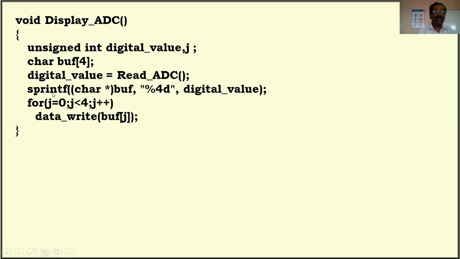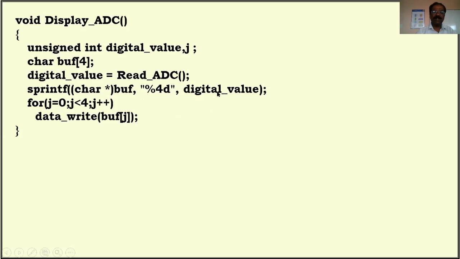That's why I'm going to use this particular function, called the sprintf function. It stands for string printf function. It's a part of stdio.h. We know that we have information in the digital value. What is the maximum size of the digital value? That is 4 places, that is 1023. It is nothing but 4 digits. That's why %4d.